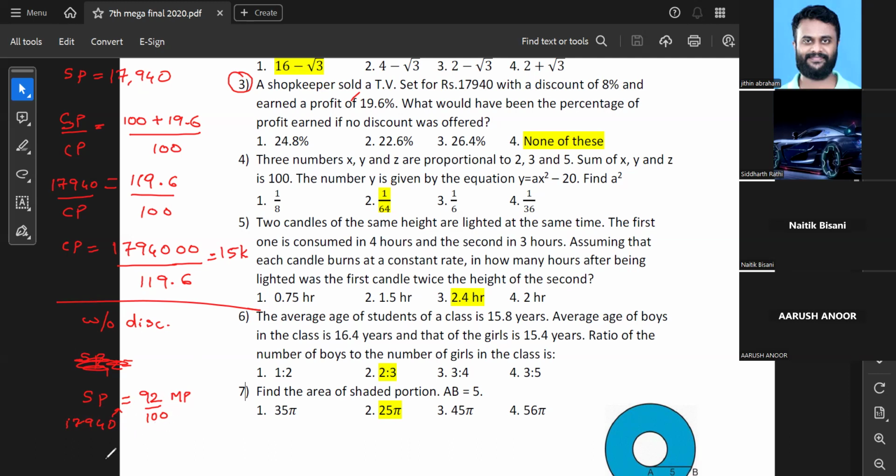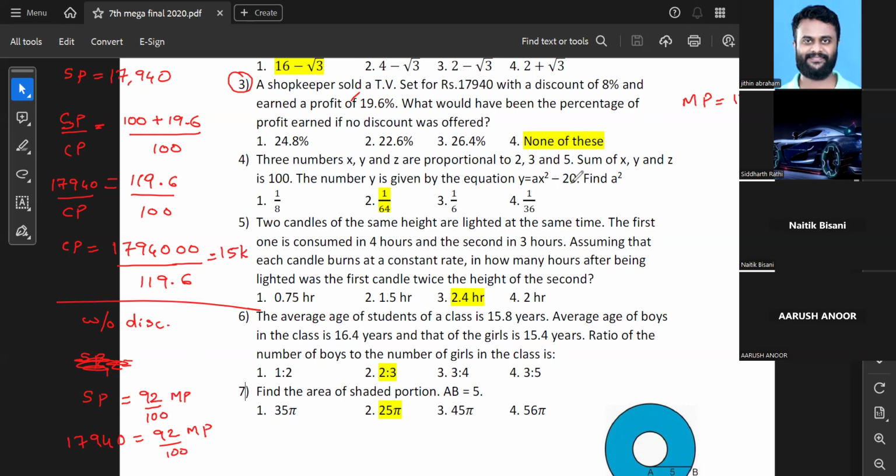I'm just asking you, this logic is clear, I believe. So from here, I will be getting the marked price. I'll go step by step. In the next line, let me substitute. 17940 is equal to 92 upon 100 multiplied by marked price. So this marked price is going to be 1794000 divided by 92. So this is your marked price.